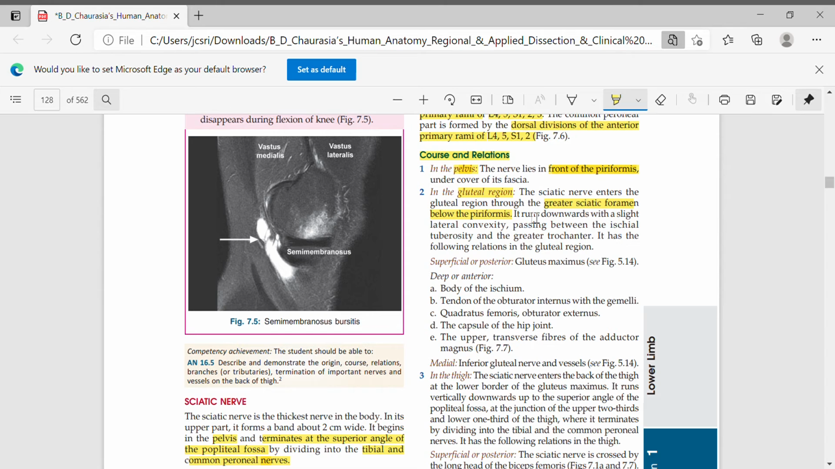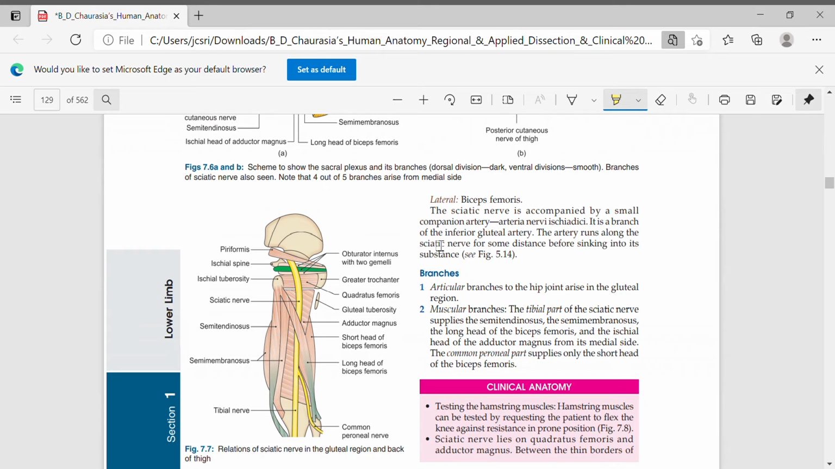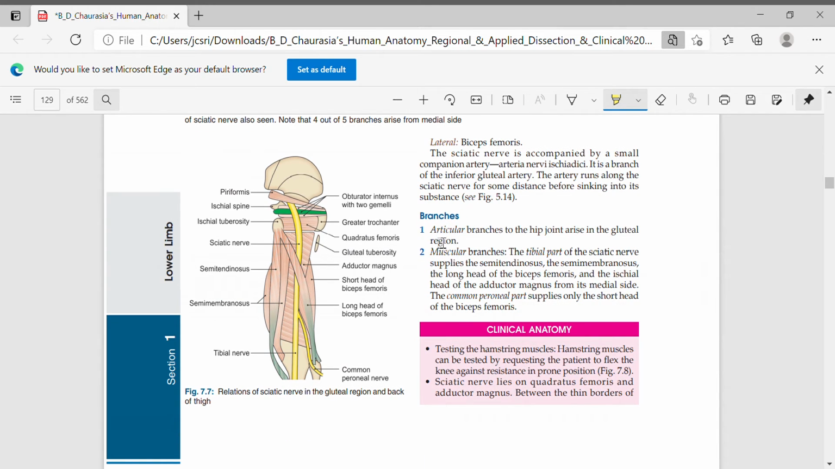Here it is below the piriformis and it runs downwards between the greater trochanter and the ischial tuberosity, you can see them. Okay, so passing between those two things. In the diagram, you can see the greater trochanter and ischial tuberosity right here. So the piriformis, this is the pelvic bone. It is going to come to the piriformis. Okay, and this is the ischial tuberosity, and this is the greater trochanter.